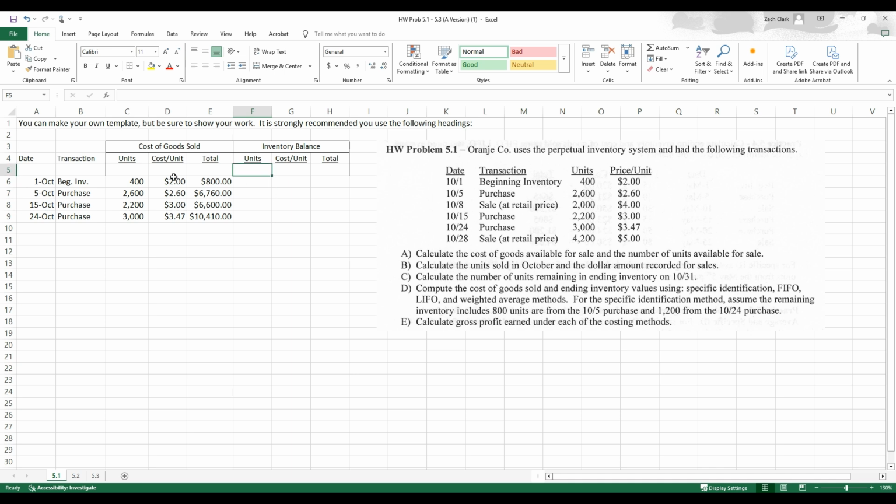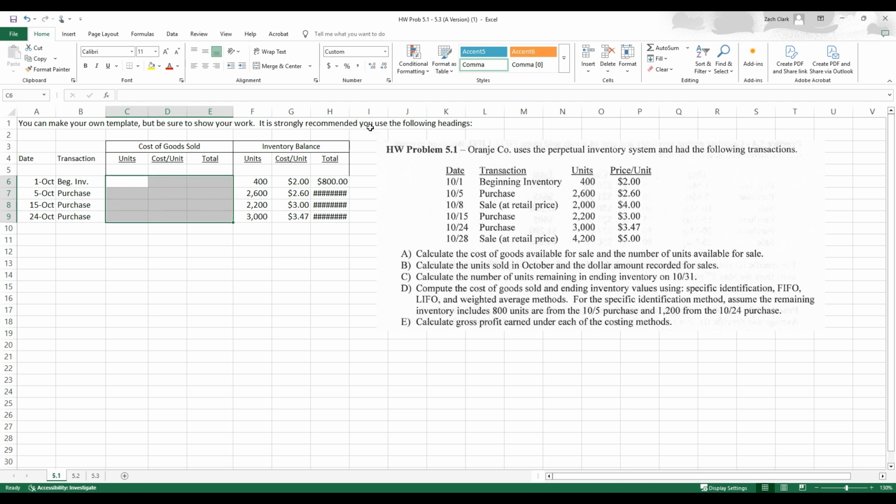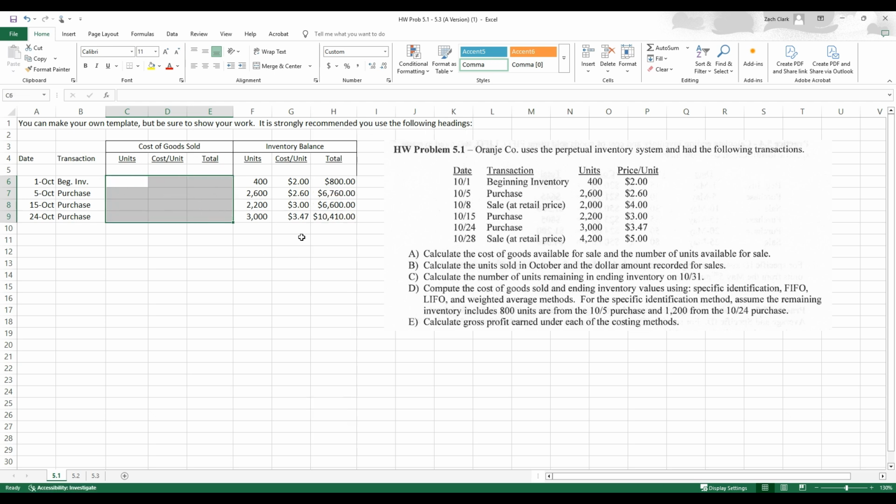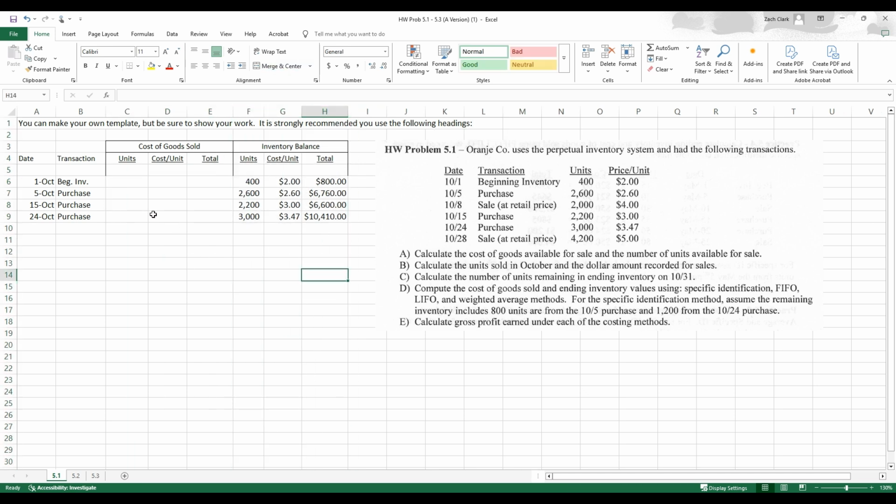Okie doke. And I'm sorry, I'm putting these in, let me put these over. I need to have those in the inventory balance section, not the cost of goods sold section. We're only going to use this part whenever we have a sales transaction to figure out our cost of goods sold. Okay, so this is all of our purchases essentially, and we can come up with our cost of goods available for sale from this number here. So the total cost would be 24,570. The total number of units would be 8,200.